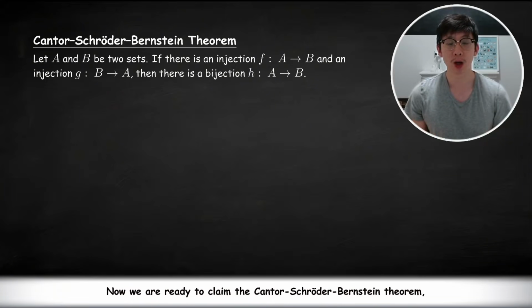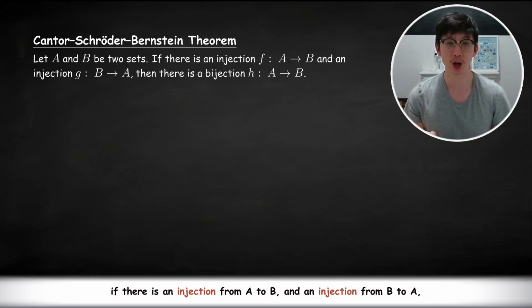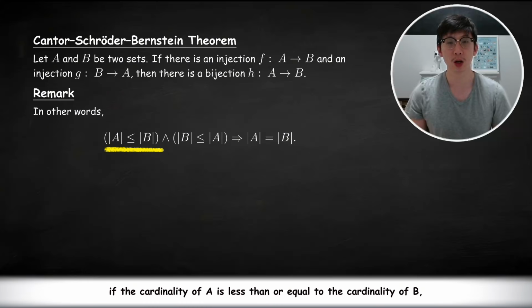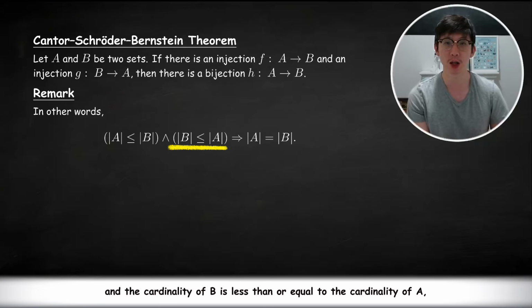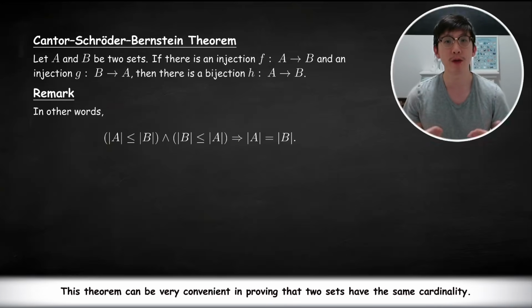Now we are ready to state the Cantor-Schröder-Bernstein Theorem, which states that given two sets A and B, if there is an injection from A to B and an injection from B to A, then there exists a bijection from A to B. In terms of cardinality, this can be stated as: if the cardinality of A is less than or equal to the cardinality of B, and the cardinality of B is less than or equal to the cardinality of A, then A and B are of the same cardinality. This theorem can be very convenient in proving that two sets have the same cardinality.